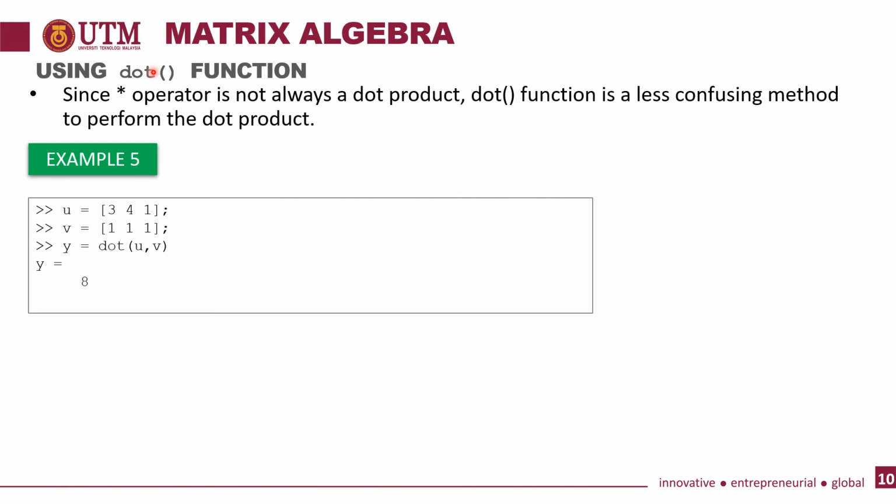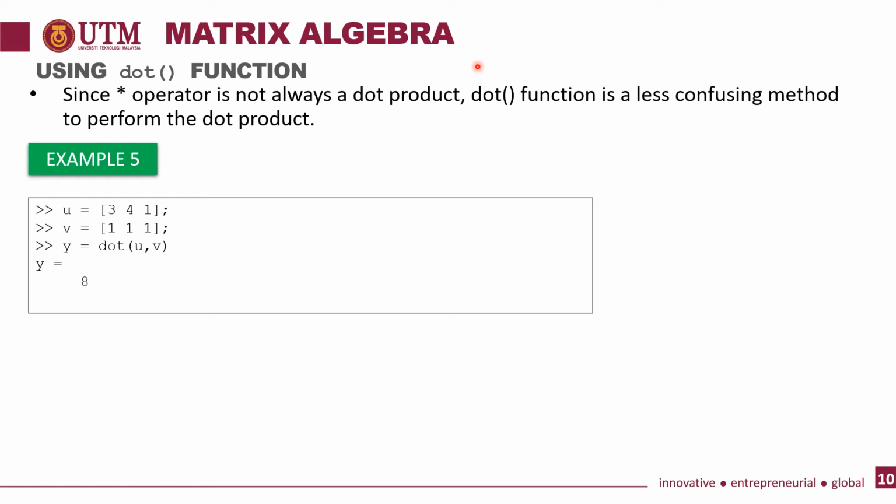For example, in the previous example, the star operator does the dot product, but if the size is not fulfilled, it will do the vectorization and so on. So it will be quite confusing for us. But if you use the dot function, the name itself says the function, it will do the dot product.